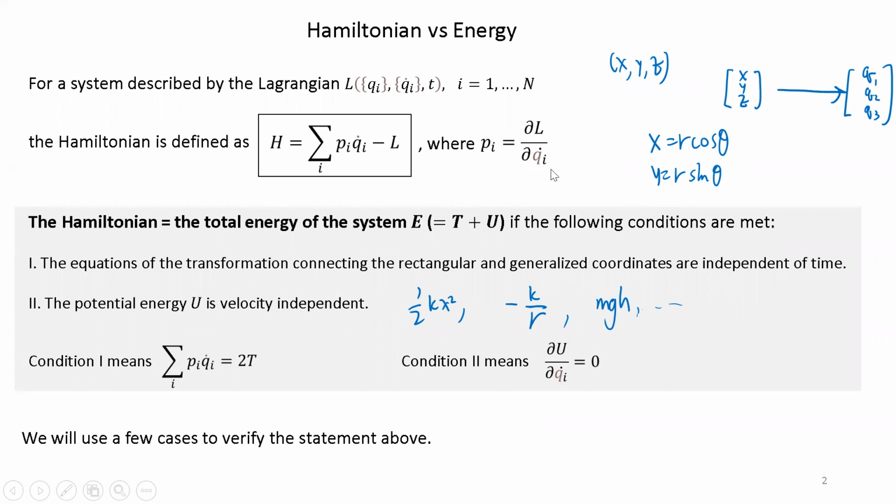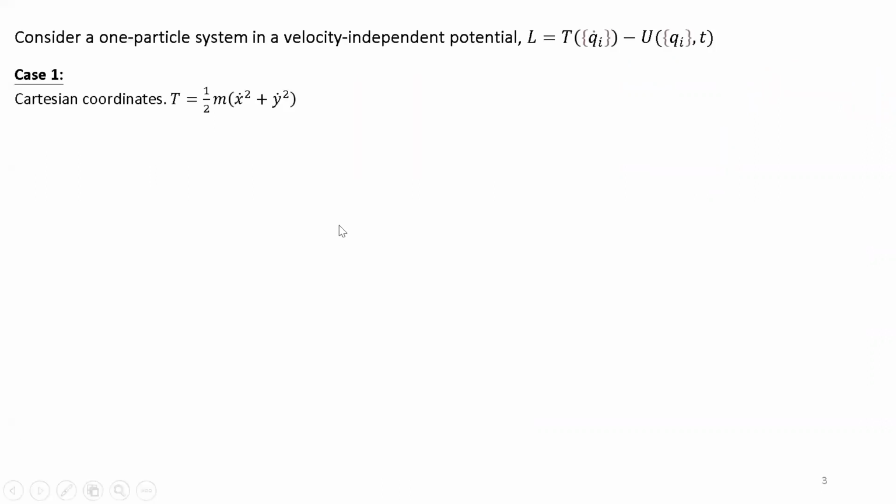Okay, so let's do examples. One: a particle system in a velocity-independent potential. Start with the Cartesian coordinates. This is the kinetic energy that I have. I just worry about 2 dimensions, and it's the same thing for 3 dimensions. So for 2 dimensions, this is the kinetic energy.